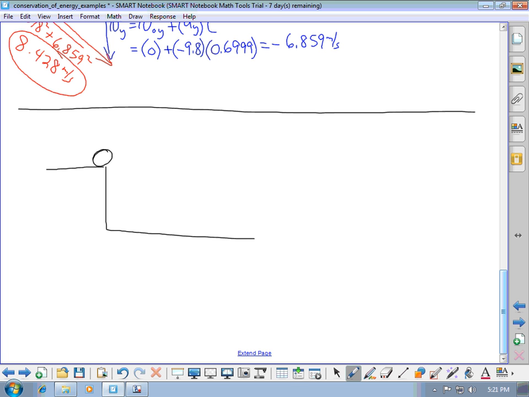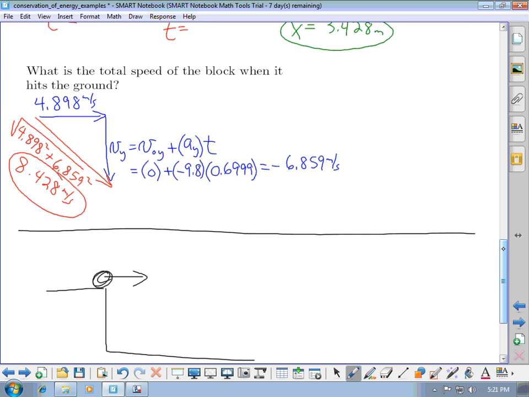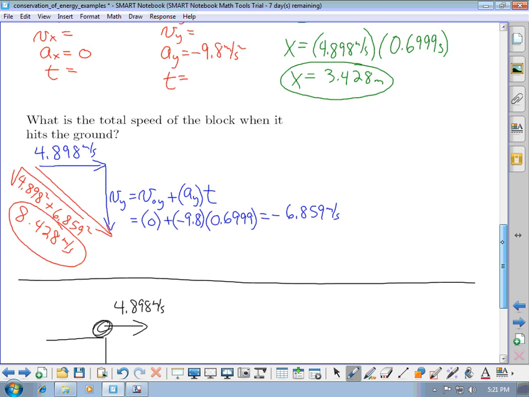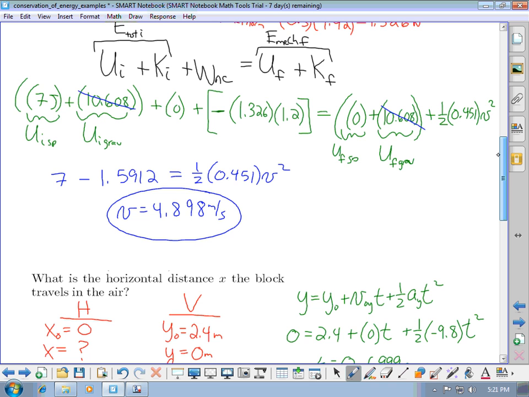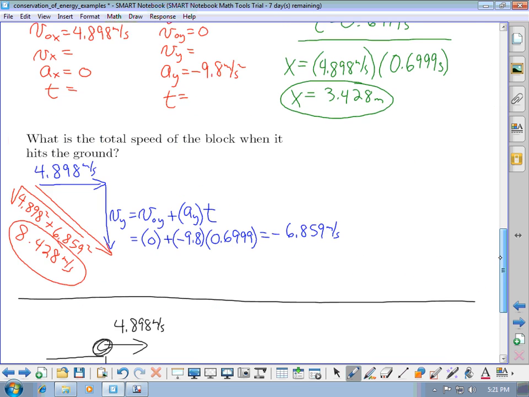And so you have this object, and it's traveling with the horizontal velocity that we had before of 4.898 meters per second. Our gravitational potential energy that it had was 10.608 joules.